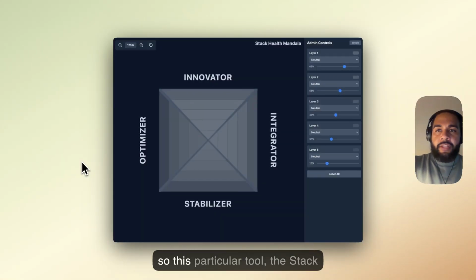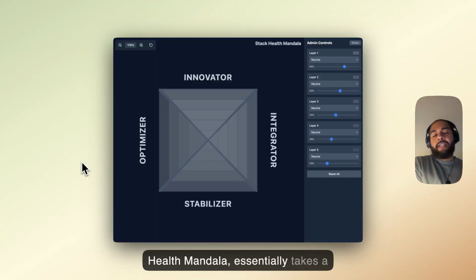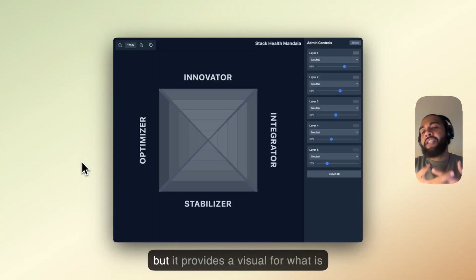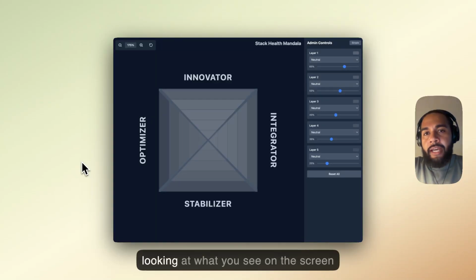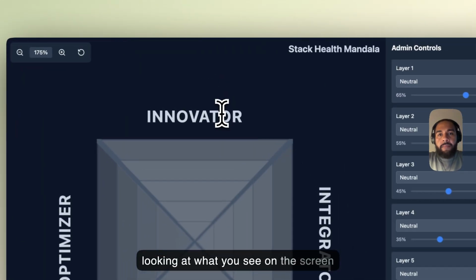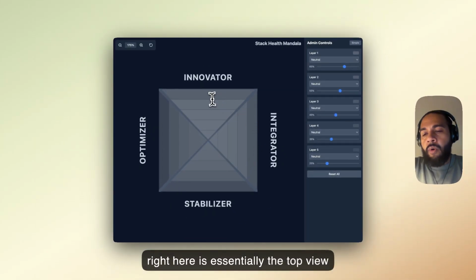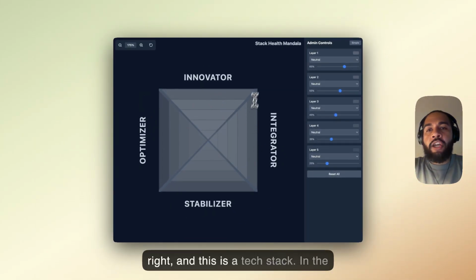And so this particular tool, the Stack Health Mandala, essentially takes a process that I already do with clients, but it provides a visual for what is actually going on with your own stacks and even substacks. So looking at what you see on the screen right here is essentially the top view or visualization of a single stack, right? And this is a tech stack.